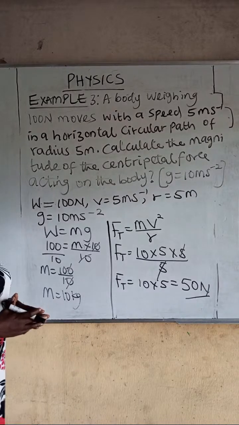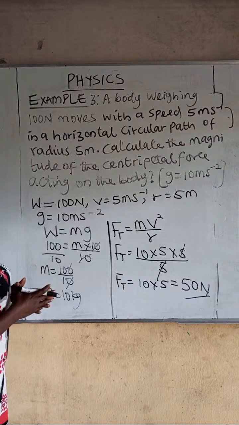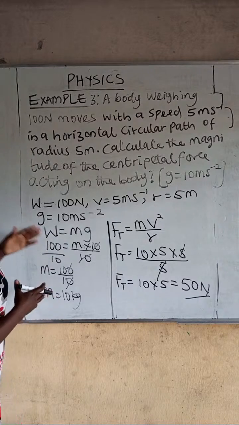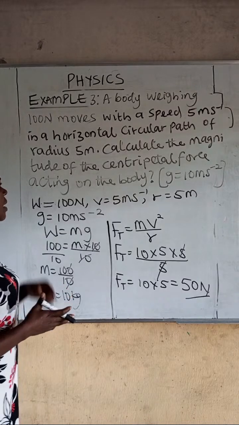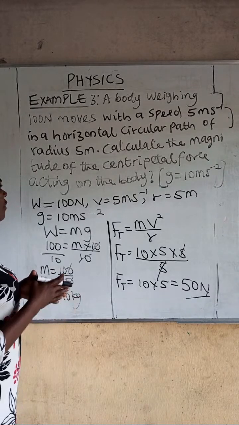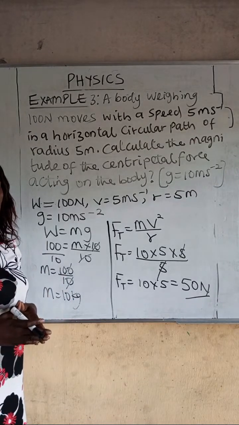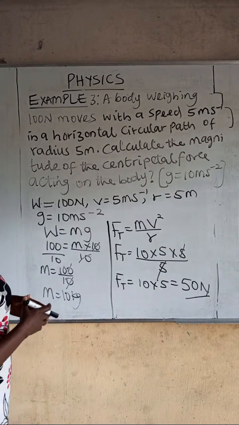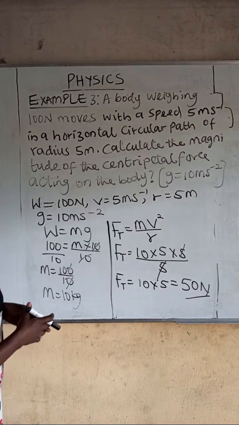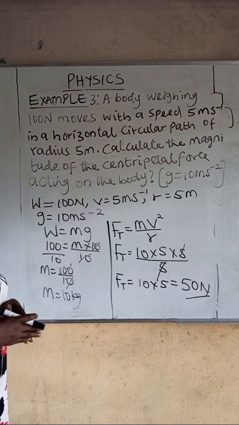Okay, let me explain. I said that a body weighing 100 Newton moves with a speed of 5 meters per second in a horizontal circular path of radius 5 meters. Calculate the magnitude of the centripetal force acting on the body, and we are given acceleration due to gravity g to be 10 meters per second squared. Okay, now when you see this type of question, what are we going to do? They give us the weight of the body. We don't even have mass, so we can't solve for centripetal force without mass.